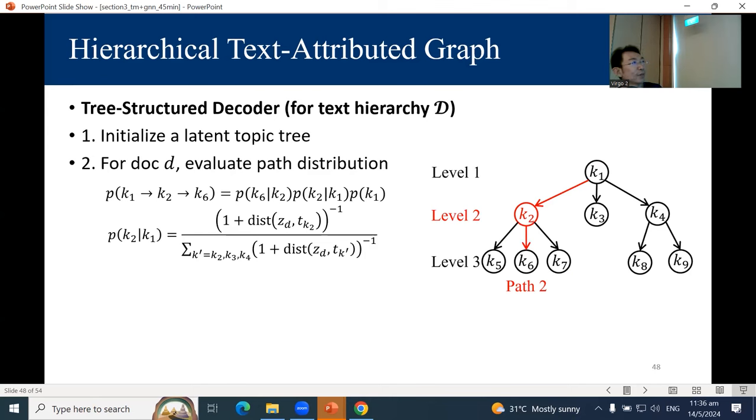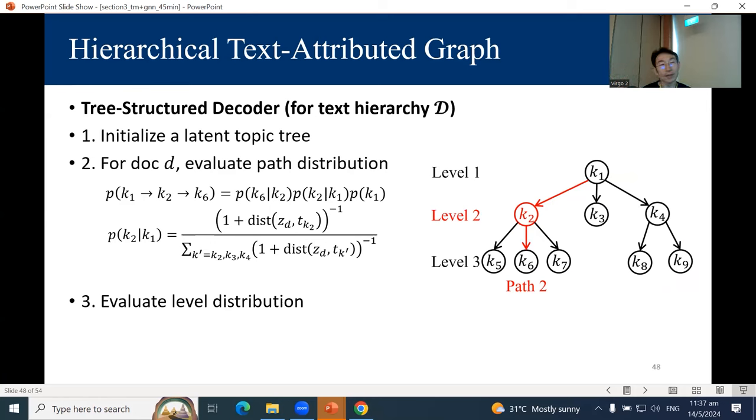Then the probability of that path is the probability of k1 multiplied by the probability of k2 given k1, and so on. Now, what is k2 given k1? Well, you look at the similarity between the representation of the child and the parent. So the more similar child, like the favorite child, has a higher probability. The less similar child has a lower probability. If you want to know what is k5 given k2, for example, you do something similar in the next level. This is the distribution across all the paths. Basically, you have as many paths as you have leaf nodes, right?